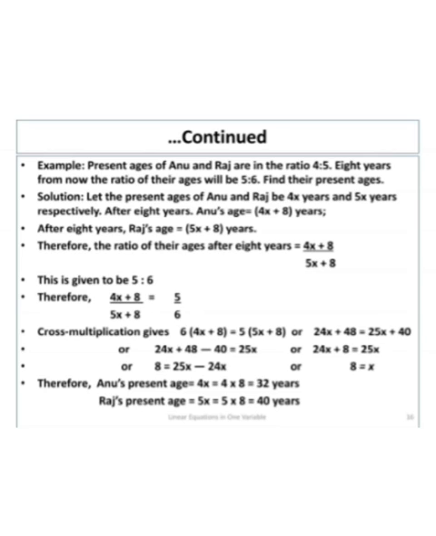Cross multiplication gives us 6 into bracket 4x plus 8 is equal to 5 into bracket 5x plus 8. As we simplify that, we get 8 is equal to 25x minus 24x, which is leading to x is equal to 8. Therefore, Anu's present age is equal to 4x, that is 4 into 8 is equal to 32 years, and Raj's present age is 5x, 5 into 8 is 40 years.